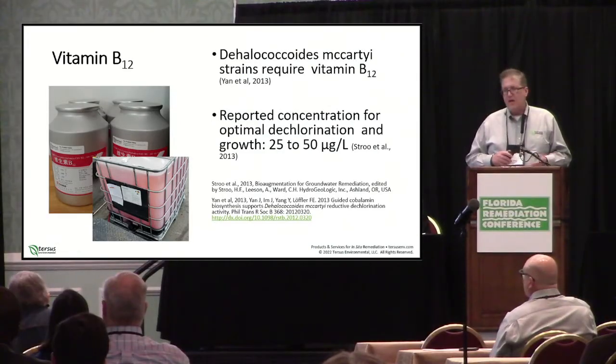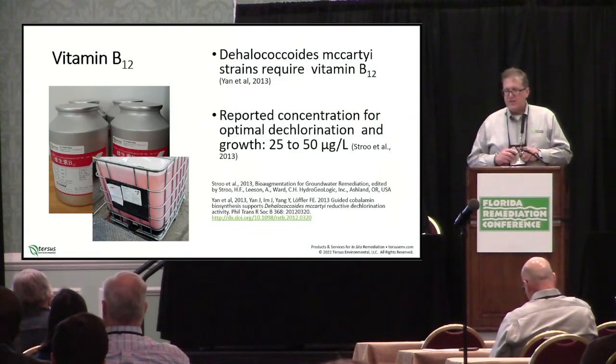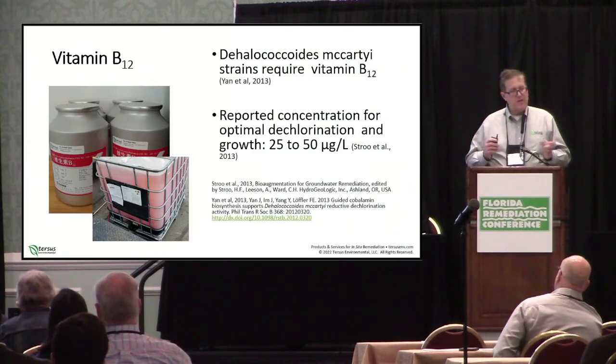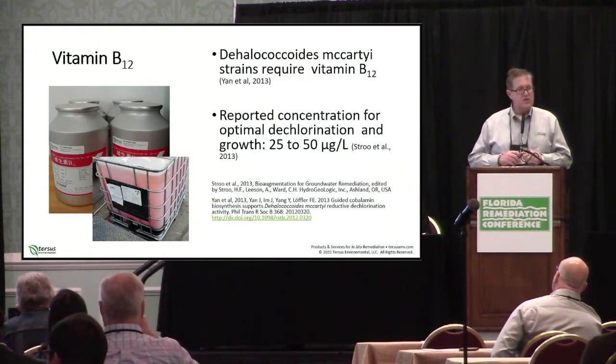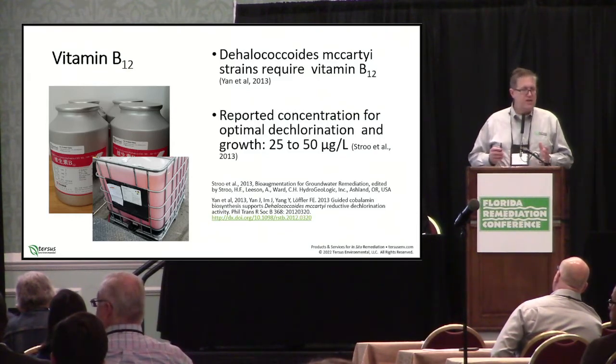And lastly, vitamin B12 is also a good material to add. Somewhere you want to be between 25 and 50 parts per billion vitamin B12 in situ in your system to stimulate reductive dechlorination. And it really doesn't take much.